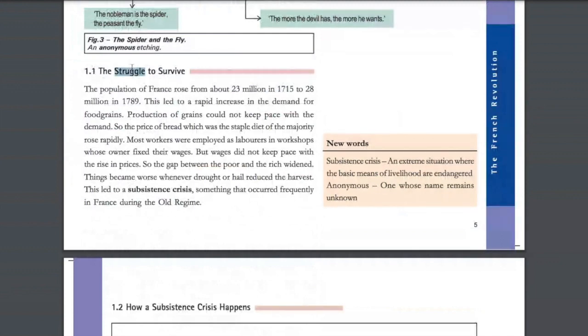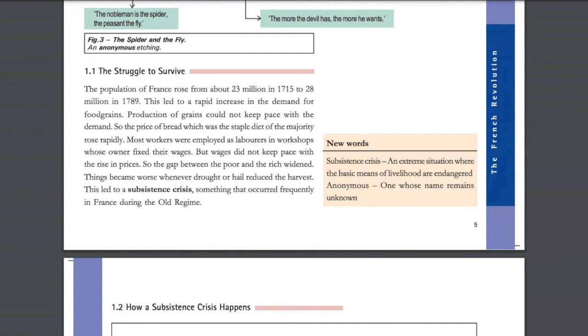So then, the struggle to survive. Can you explain this? What happens in the struggle to survive? The population of France increased from 23 million in 1715 to 28 million in 1789. Because of the increase in population, inflation increased. Because of that, a subsistence crisis occurred.